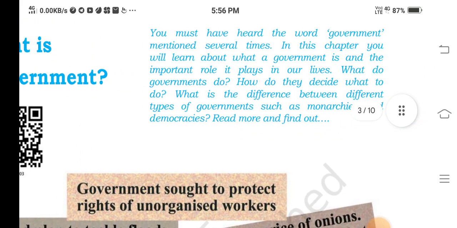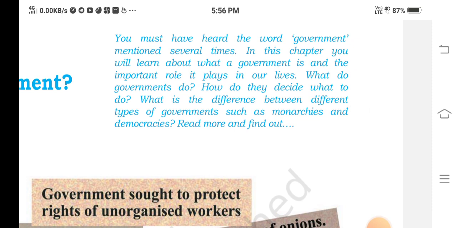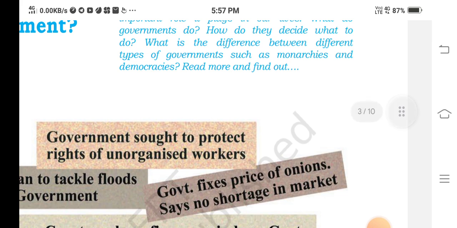Chapter 3rd. What is a government? You must have heard the word government mentioned several times. In this chapter, you will learn about what a government is and the important role it plays in our lives. What do governments do? How do they decide what to do? What is the difference between different types of government, such as monarchies and democracy? Read more and find out.